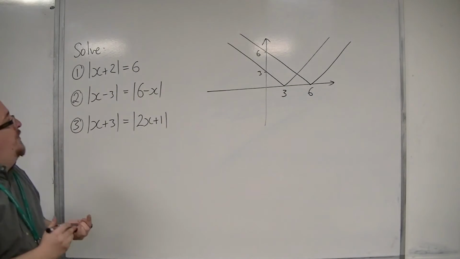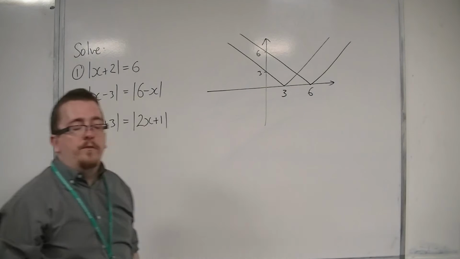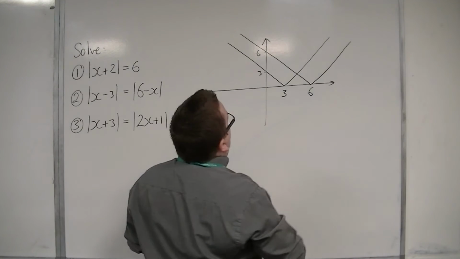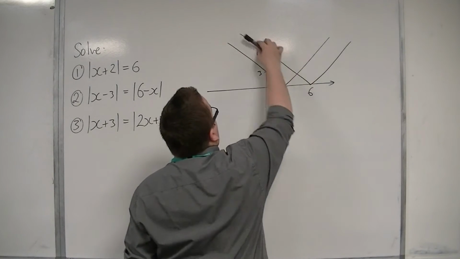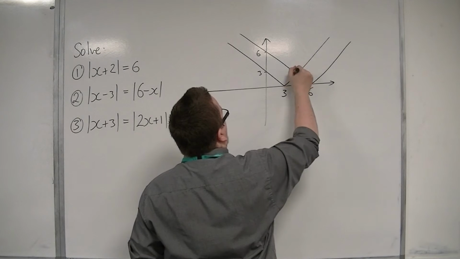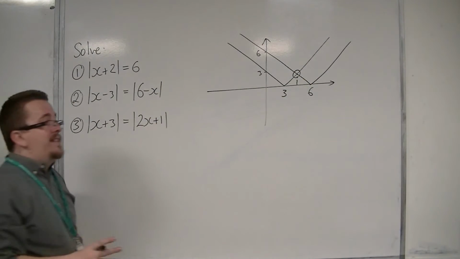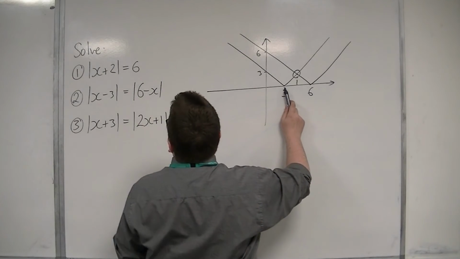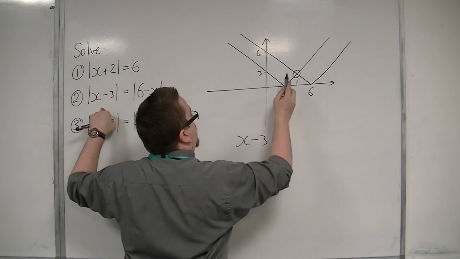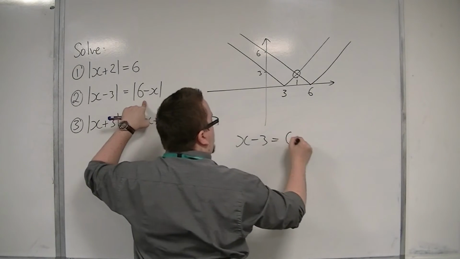When x is 6, I get 0, so that's why the vertex point would be there. And what we can see is that these two lines are parallel, and these two lines are parallel, so there is only one intersection point. And that is the intersection of, in this case, x minus 3, that's that line, and this line is 6 minus x.